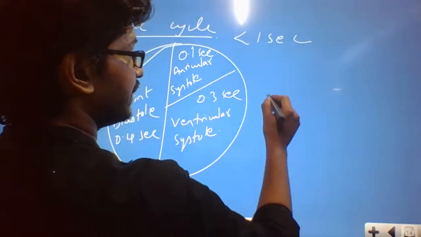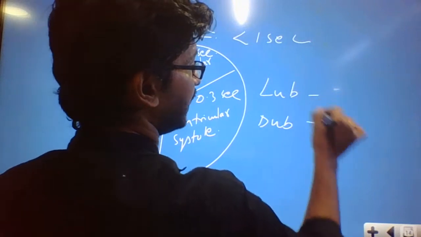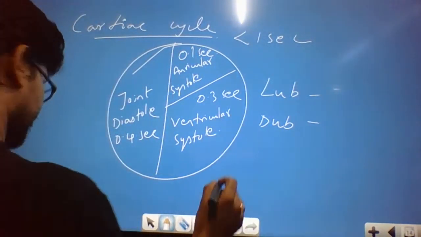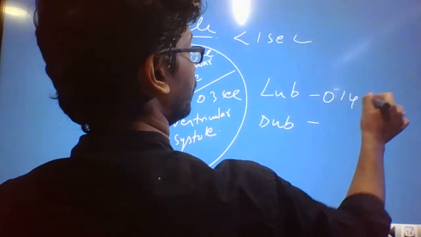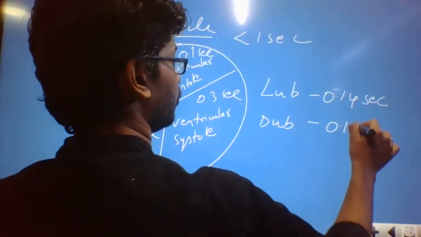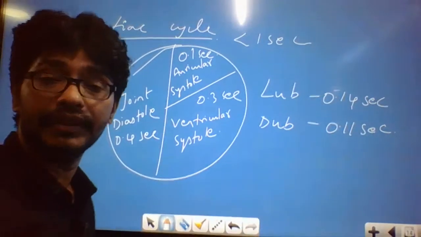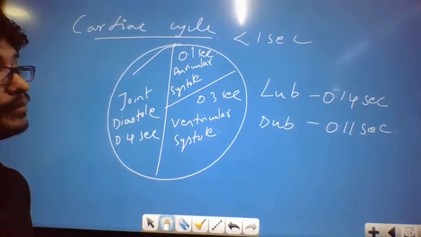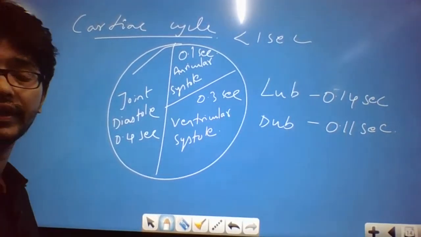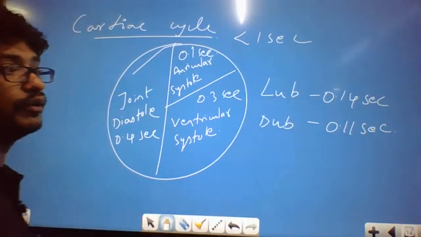Now the heart produces a lub sound and a dub sound. What is the time duration for the lub sound and the dub sound? The lub sound lasts 0.14 second, and the dub sound lasts 0.11 second. What is the reason behind the lub sound and dub sound? Where does the sound come from? I told you about the tricuspid valve and bicuspid valve.